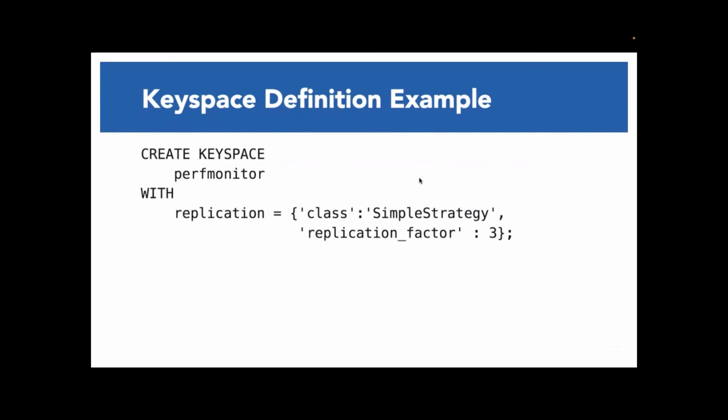For example, this command on your screen creates a key space called perf monitor. We'll use this for storing data about application performance monitoring. So this command has the create key space phrase, followed by the namespace of the key space, in this case, perf monitor, followed by the keyword with, and then a replication specification, which in this case includes two attributes: the class, which in this case is simple strategy, and then the replication factor, which in this case we are using 3. So we have 3 replicas.